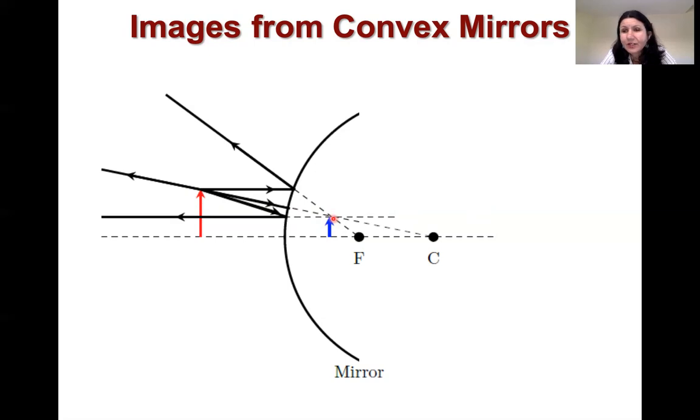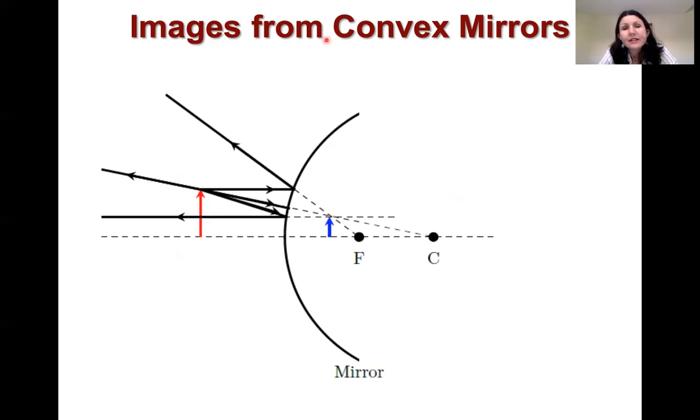What kind of image is it? It's virtual. It's not physical rays that are making it. It's again upright, like it was for virtual images for concave mirrors, but this time it's demagnified. The blue arrow is shorter in height than the red arrow. So actually the image appears to be smaller than the actual physical object.